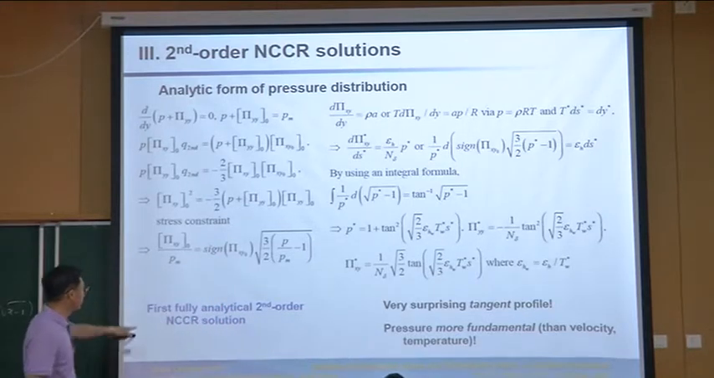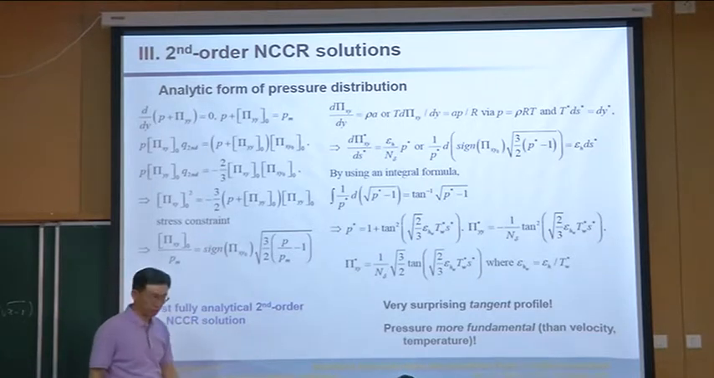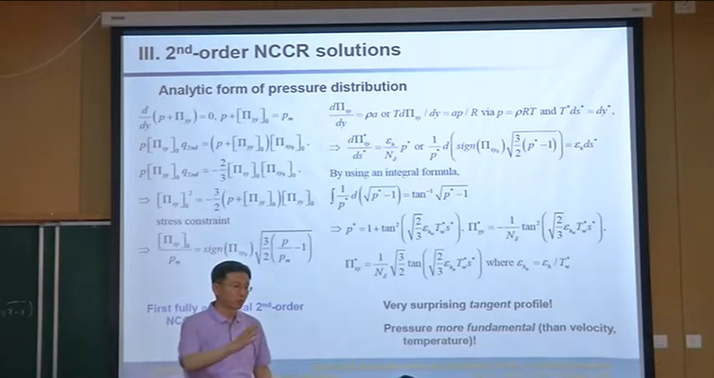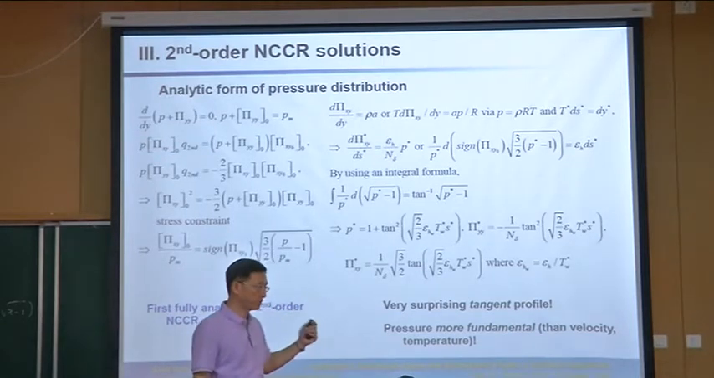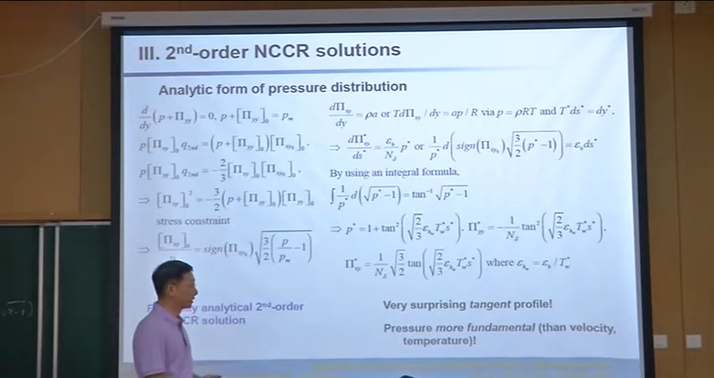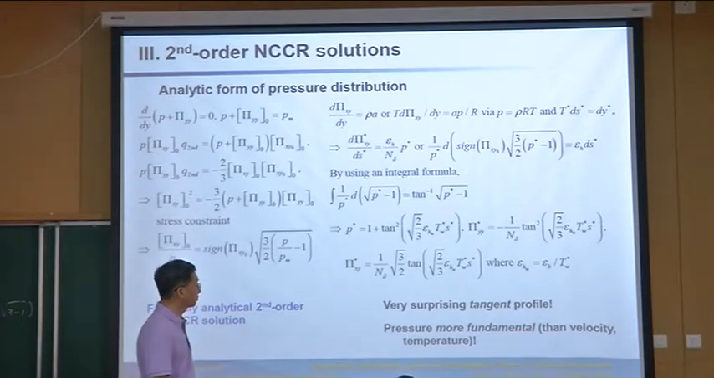So I think this is the first purely analytical second order constitutive solution. Short of that, you don't have the full analytical solution. This is the first time, the second order constitutive solution of the Boltzmann equation. So it looks very instructive because it's harmonic functions, and the pressure is more fundamental than velocity.